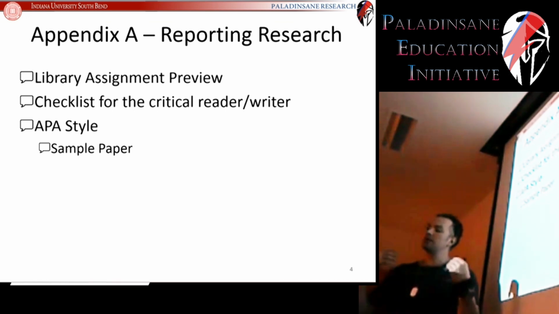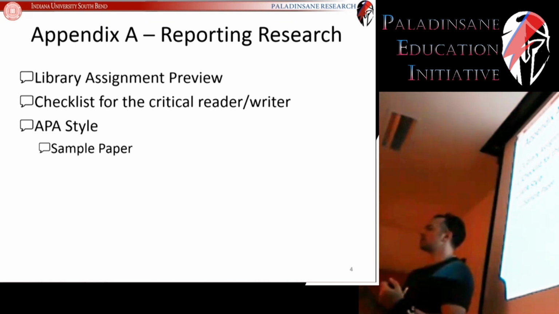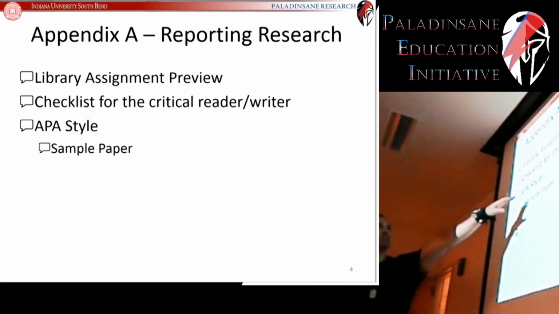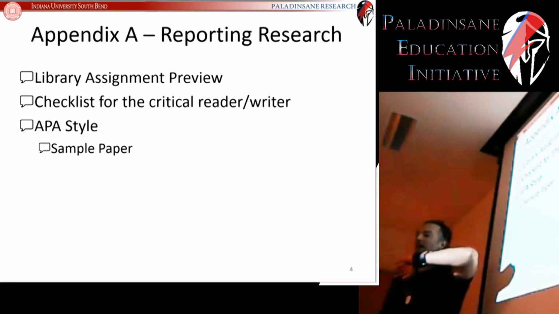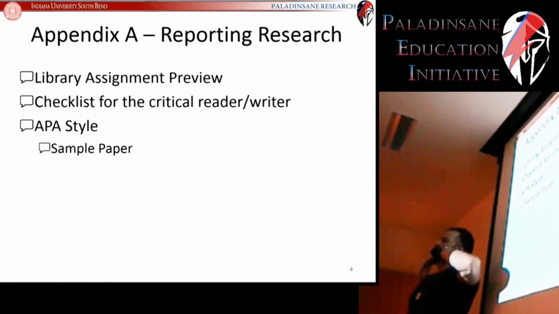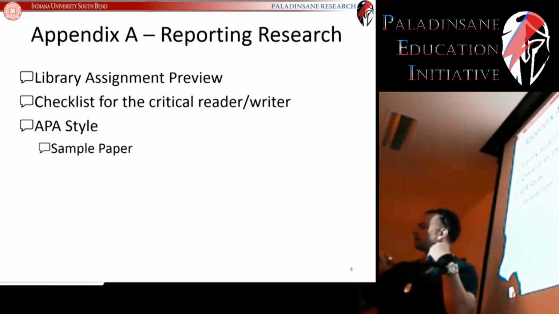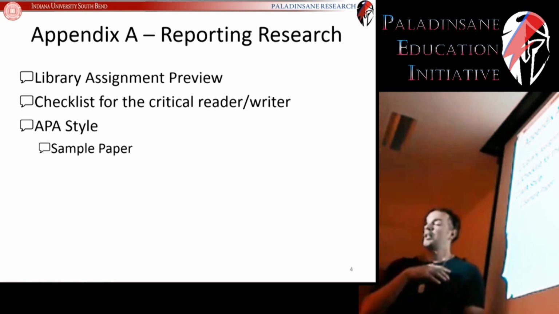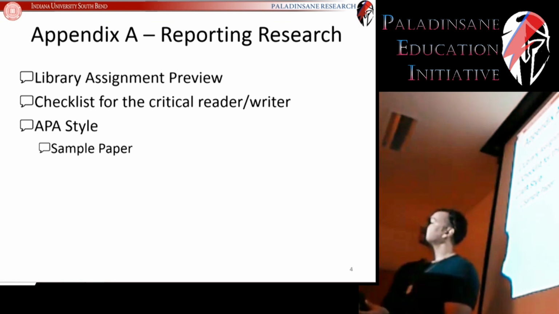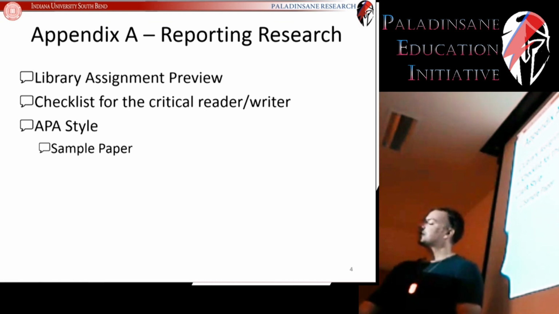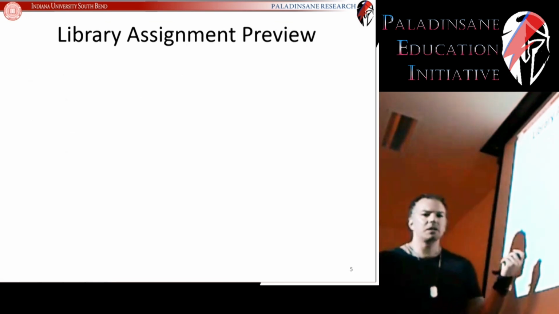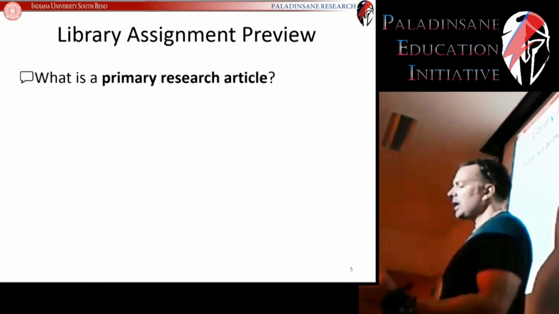So when you're starting to read the articles that you get from your library assignment, be sure to practice this checklist. Be sure to use this checklist, and it will help you, number one, learn your critical thinking skills, practice them. It'll also help you process the information a lot more actively when you're reading your articles. So let's start with the library assignment preview.